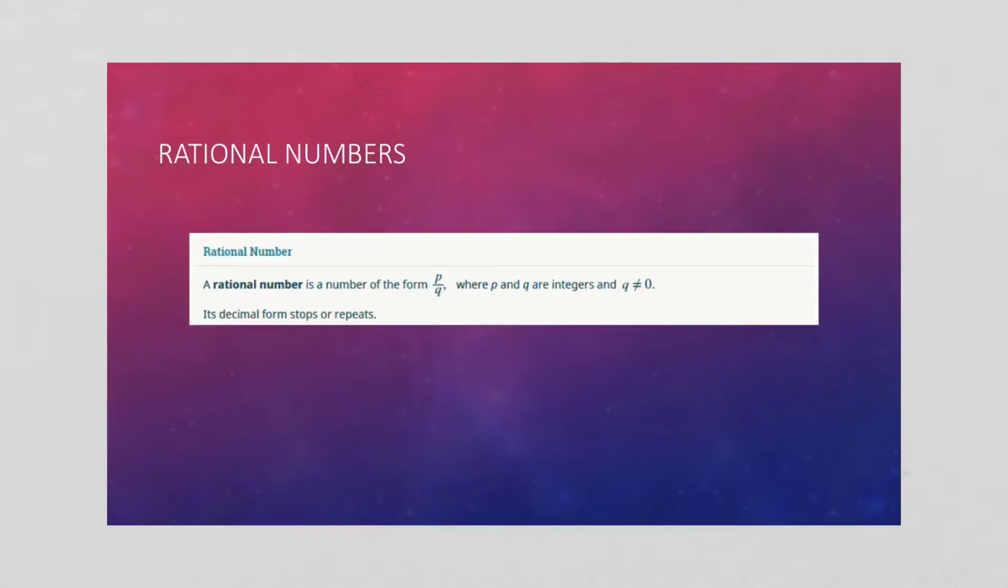So a rational number is just a number that's in the form of a fraction. So it's got a numerator and it's got a denominator. And keep in mind that your denominator is never ever allowed to be 0.